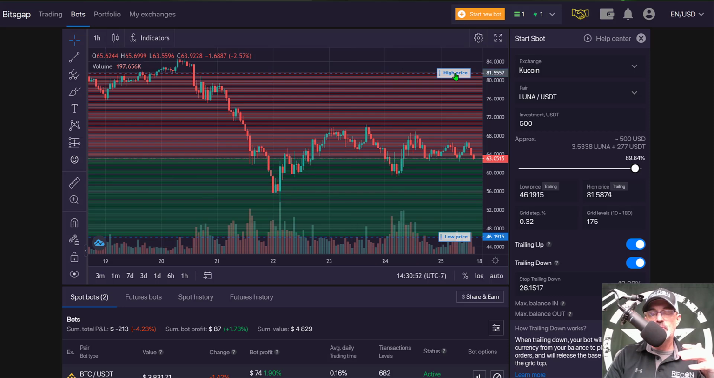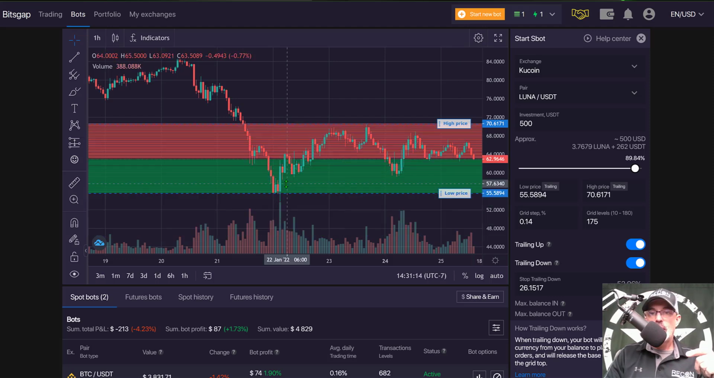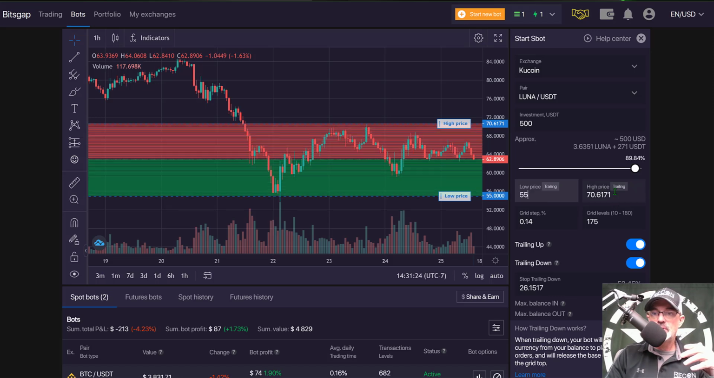So the first thing I'll do is I'll drag my upper limit down into prior resistance, which will be around 70 USDT, and then I'll drag the lower price limit up into prior support back here around 55 USDT, and I can actually come over here and dial those in right to 55 and 70, and that will tighten my grid up.